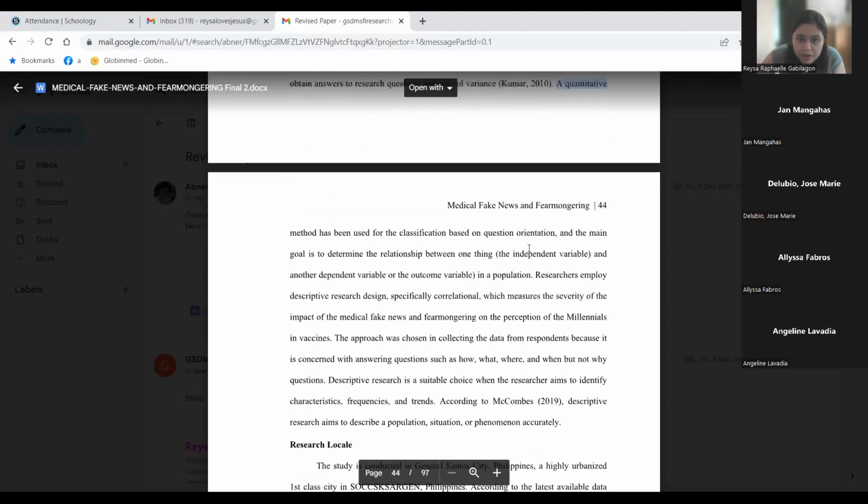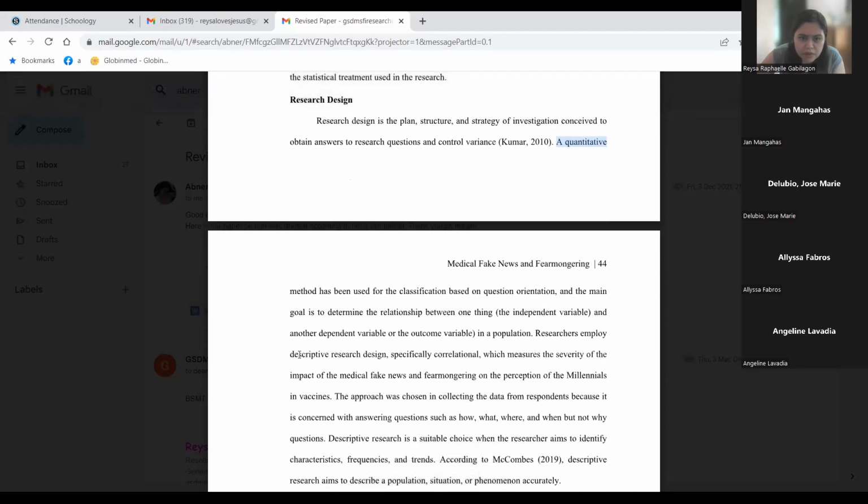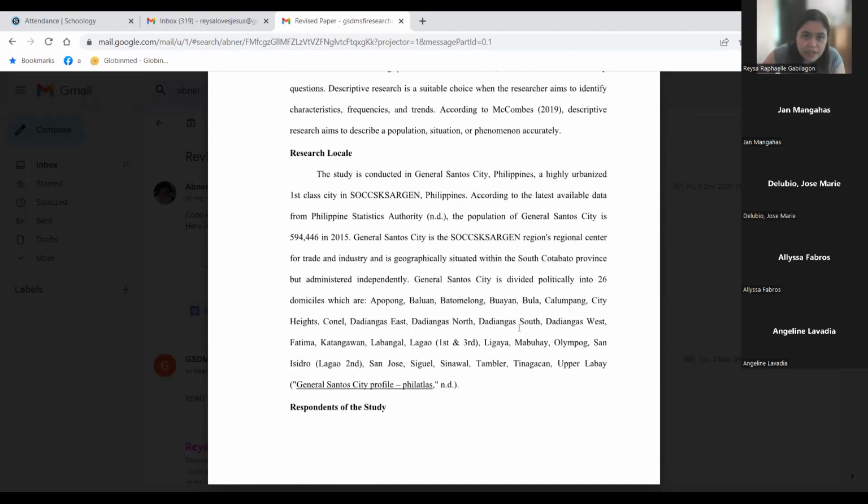Quantitative. And then, this one. Descriptive research design, specifically correlational. And then, let's look at their research local. Okay, their study is conducted in General Santos City. What's the difference? The previous example concentrated only on Barangay Labangan. But this one, it's the whole General Santos City.